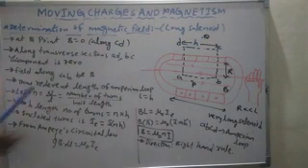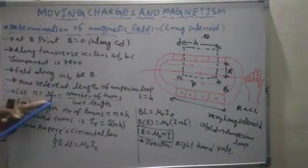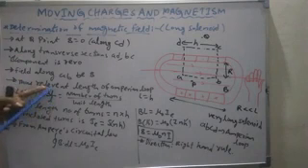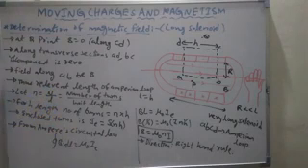Let us consider, in this case of an infinite length solenoid, the number of turns per unit length is n. Suppose for 1 meter length there are n turns, for 2 meter length 2n turns, 3 meter length 3n, 4 meter length 4n, 5 meter length 5n. That means the number of turns per unit length is constant here.